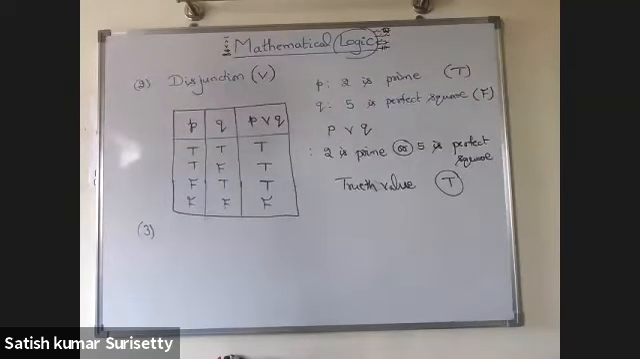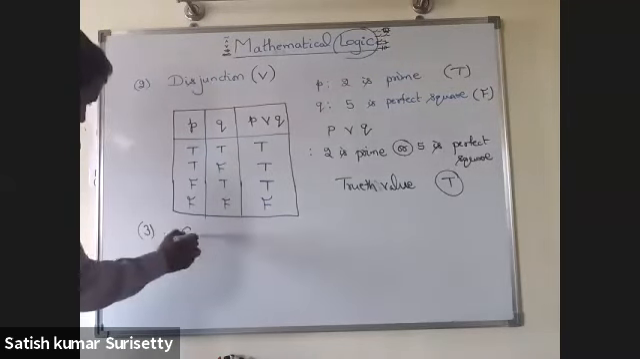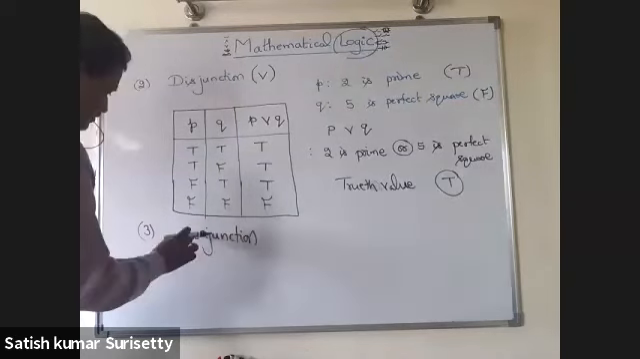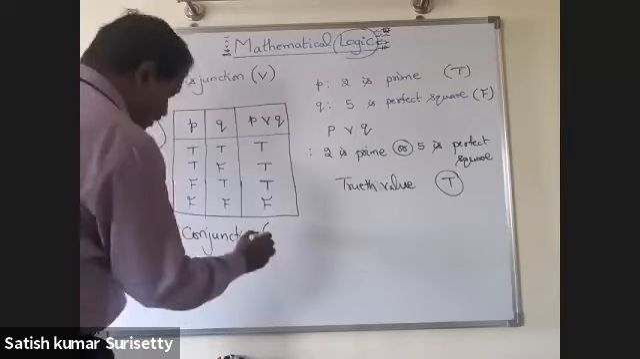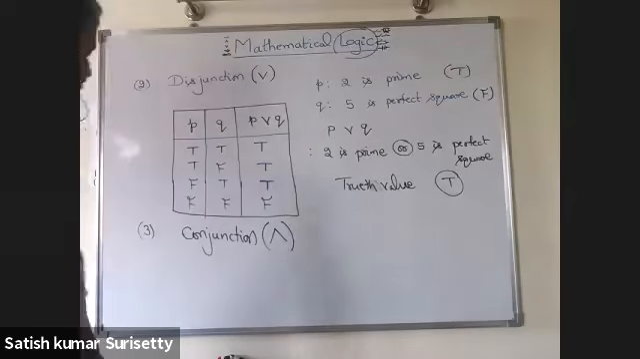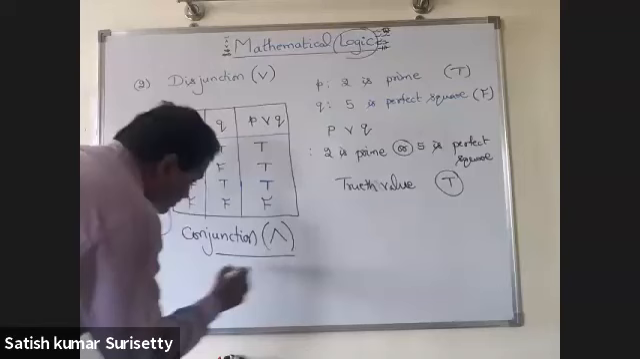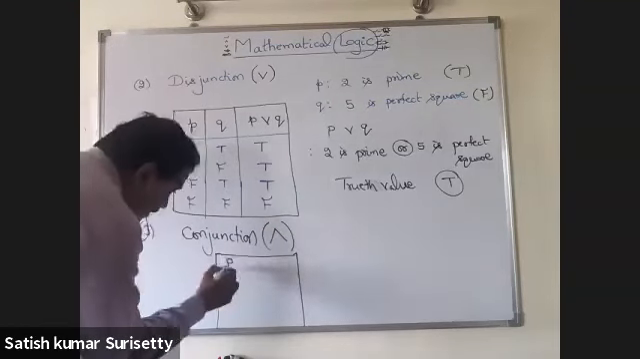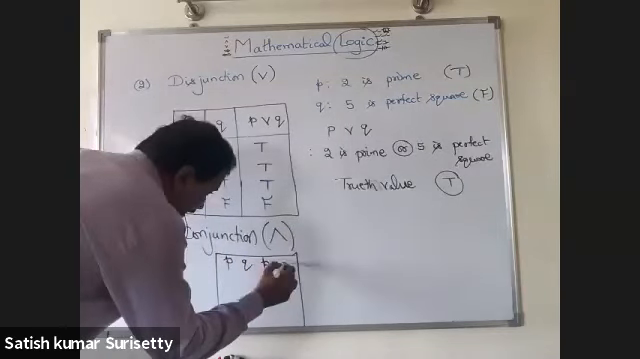Next, third. What is the third one? Conjunction. Symbol: inverted V. Now, write the truth table here also, in the same manner. P, Q, P and Q.